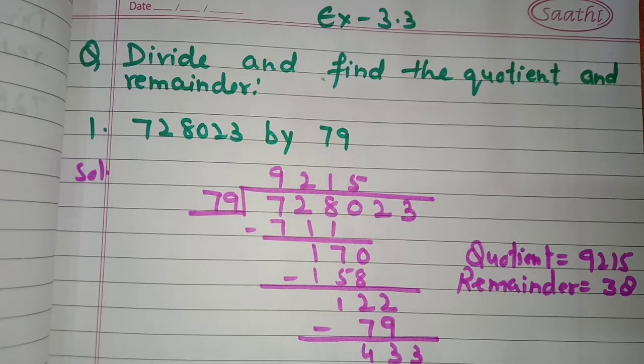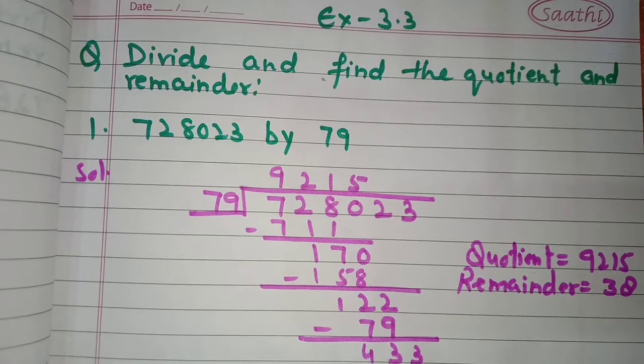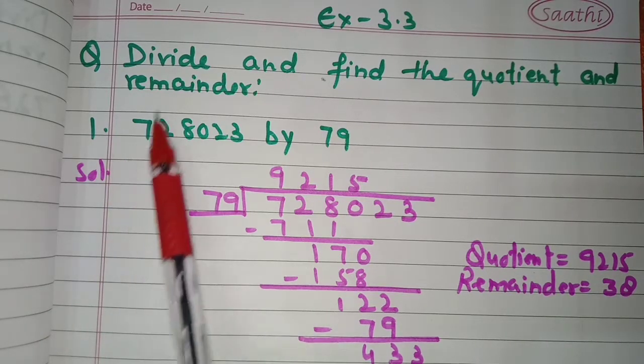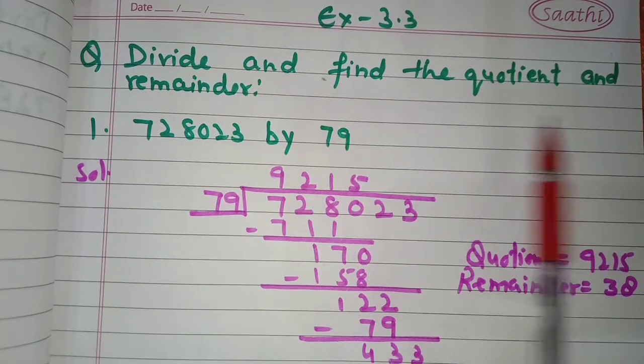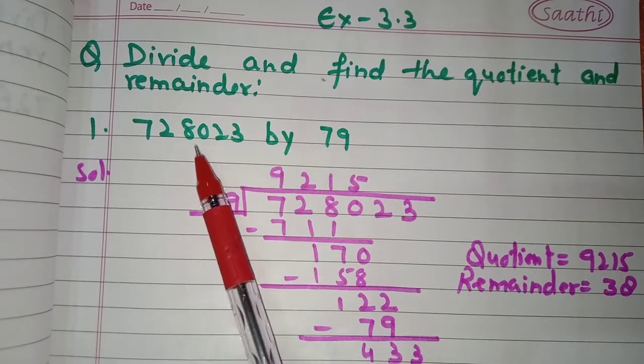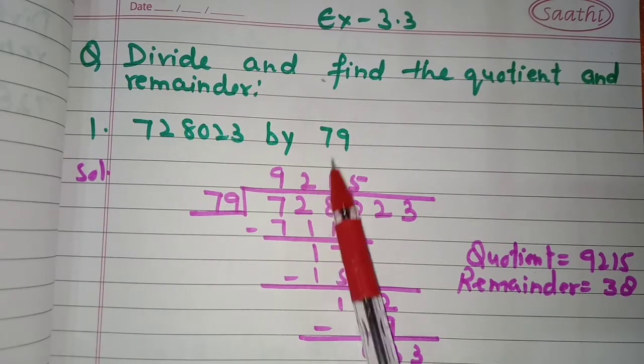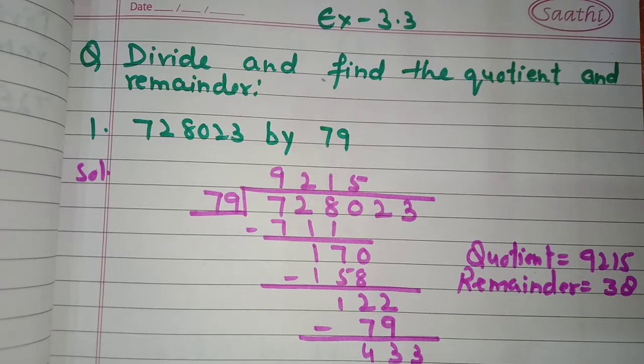Everyone. Today we will do exercise 3.3 of unit 3, that is multiplication and division. And today we are going to solve the sums based on division. So let's see. Divide and find the quotient and remainder. So you have to divide the given numbers and after that you have to find the quotient and the remainder.